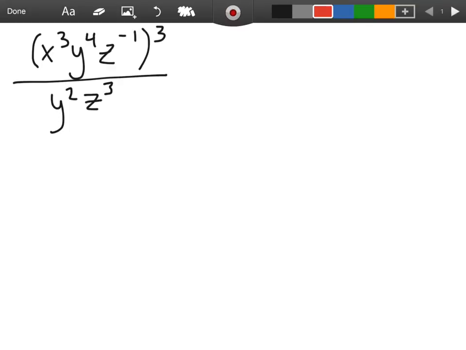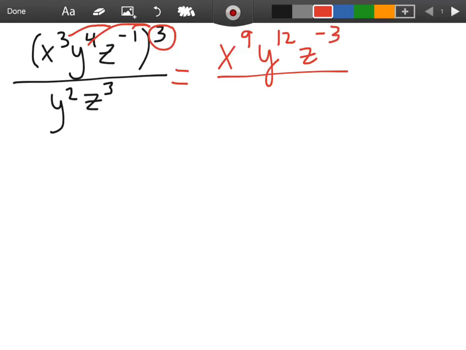Here we have just a regular old expression with no radicals and no fractional exponents, but we're just going to practice this. So you should be able to do this on your own, but just if you're confused still, I'm going to first simplify by getting rid of parentheses. So now I've got x, well 3 times 3 is 9, y to the 4th times 3 is 12, and z to the negative 1 times 3 is now negative 3. Underneath, didn't do anything.